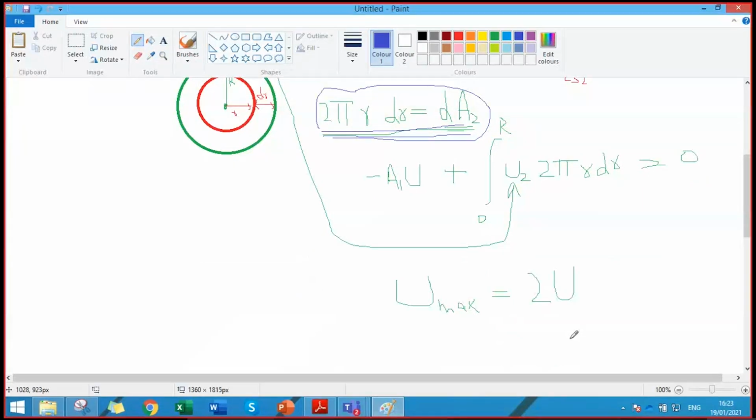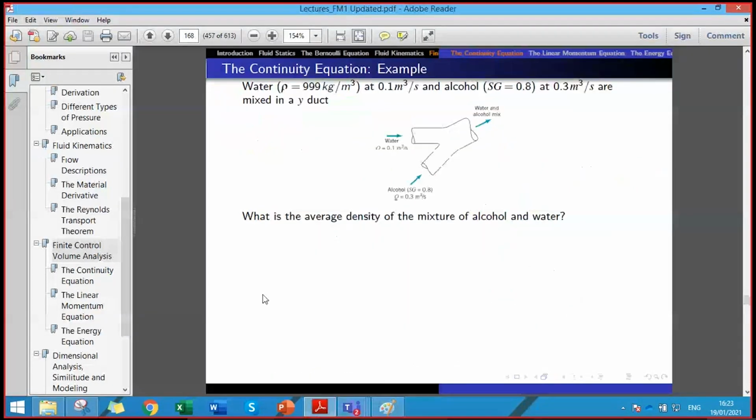We'll be solving a lot of problems today, so we can have a better concept of the continuity equation. Some of the problems I will just describe to you and you will solve them yourselves. Others we will solve in detail. Okay, here in this problem, we have a Y mixer.